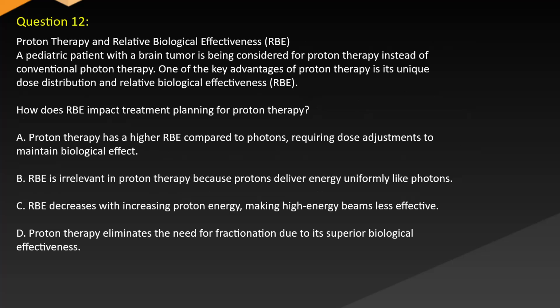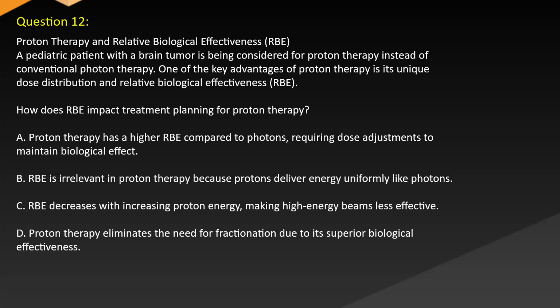Question 12. Proton therapy and relative biological effectiveness. A pediatric patient with a brain tumor is being considered for proton therapy instead of conventional photon therapy. One of the key advantages of proton therapy is its unique dose distribution and relative biological effectiveness. How does RBE impact treatment planning for proton therapy?